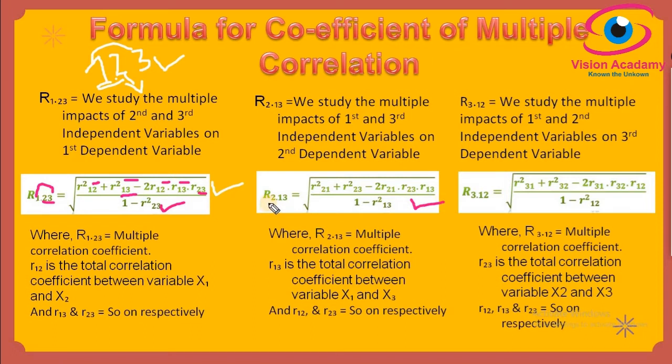In the case of 2.13, we have taken the first two elements R21, and the first and last element R23, with minus 2 common. Then again R21 and R23 repeat, and the remaining thing here is 13, R13, and in the denominator also R square 13. So in this case also the same thing happens. This is how we formulated the formula very logically.